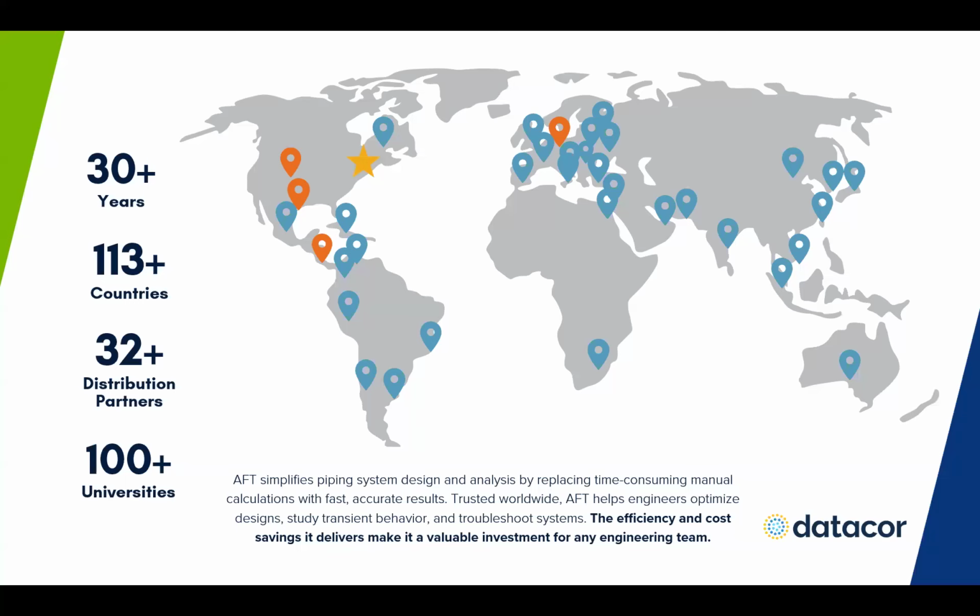So AFT as a company has been around for over 30 years. We've got customers that range within 113 countries on the planet. We handle everything domestically here out of our headquarters in Colorado Springs, but globally, we've got over 32 distribution channel partners that we work with that help our customers internationally. We've also got over 100 universities that we work with that use our tools in higher learning in different engineering disciplines across them.